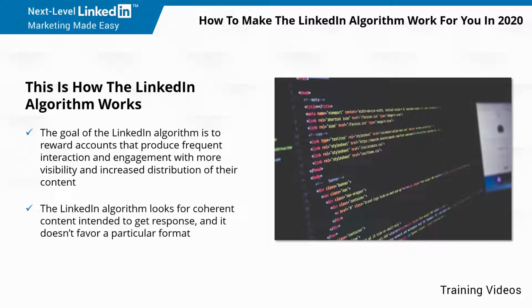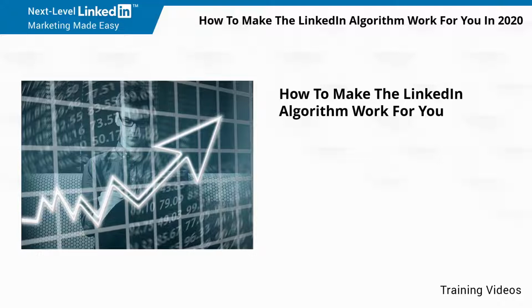The LinkedIn algorithm looks for coherent content intended to get a response, and it doesn't favor a particular format. It then analyzes how much engagement this content generates and determines the value of the content and the account publishing it. It then increases the organic reach of that account and the content it publishes, as well as its visibility in other accounts' feeds. How to make the LinkedIn algorithm work for you.